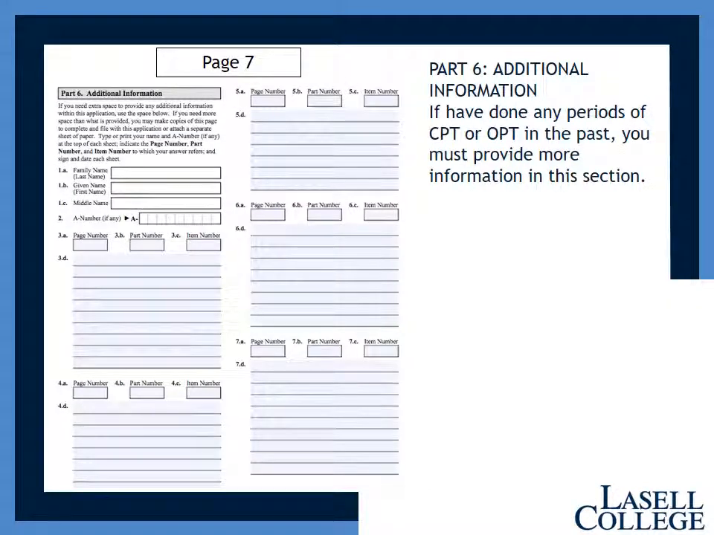On page 7, part 6, additional information, you can use these spaces to enter information about questions that you did not have enough space to answer earlier in the I-765. If you have done any periods of CPT or OPT in the past, including for different degree levels, you must provide more information in this section.